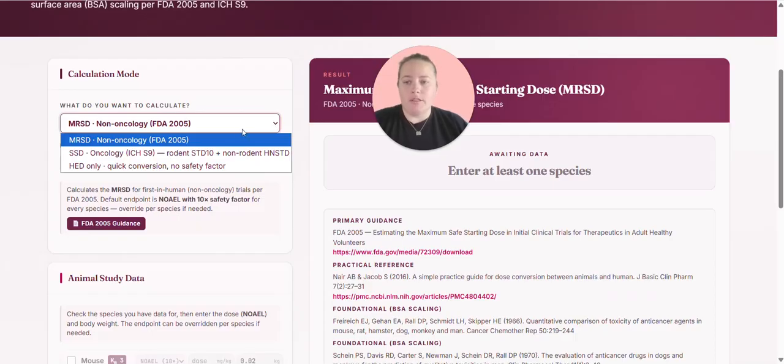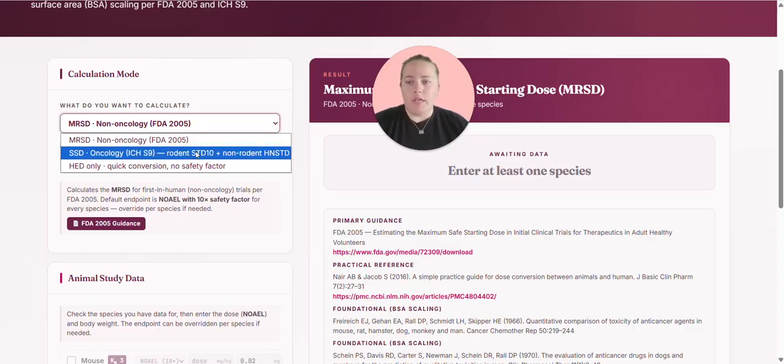So we have the MRSD, which is your non-oncology starting dose that uses your NOAEL, pretty straightforward. You have your SSD, which is your safe starting dose. This is used in oncology. For rodents, we use the STD-10, or the severely toxic dose in 10% of the animals. And we use the HNSTD for non-rodents, which is the highest non-severely toxic dose.